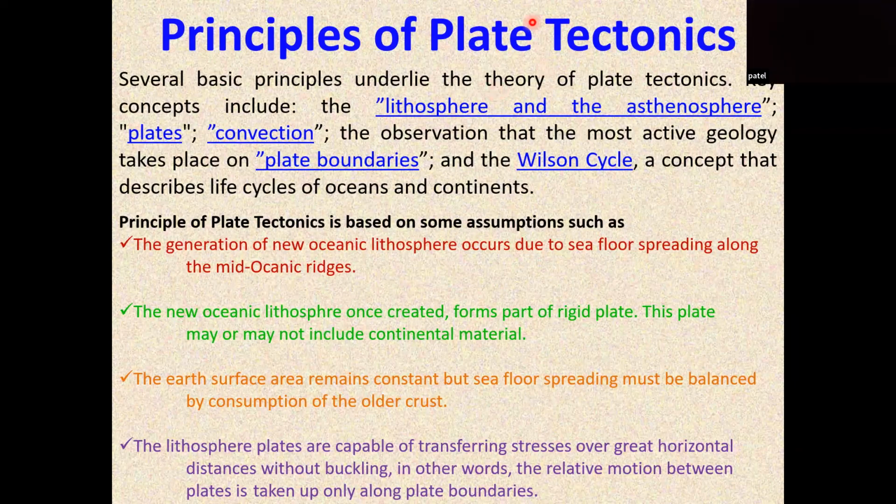So the number of plates, see, the Wilson cycle is there. This is a cycle. Plates are created, then they move, then collide and become one plate, and again it is fragmented. These things are happening with geological time.